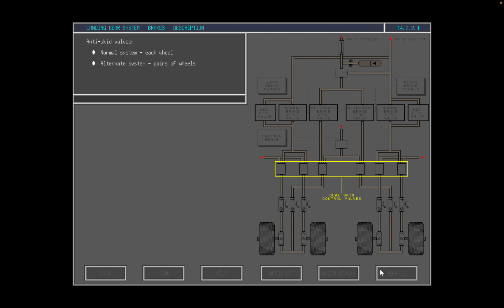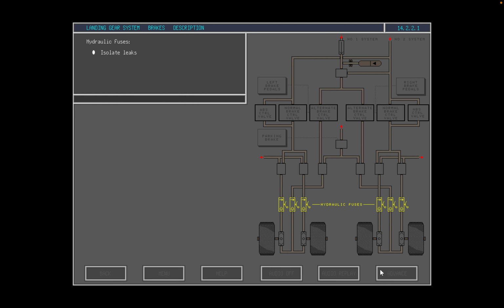From the brake control valves, hydraulic pressure goes to anti-skid valves. Please note that the normal system has a separate anti-skid valve for each wheel, whereas the alternate system uses only one anti-skid valve for each pair of wheels.